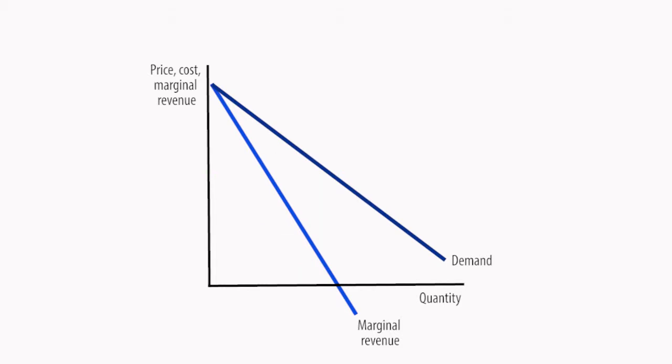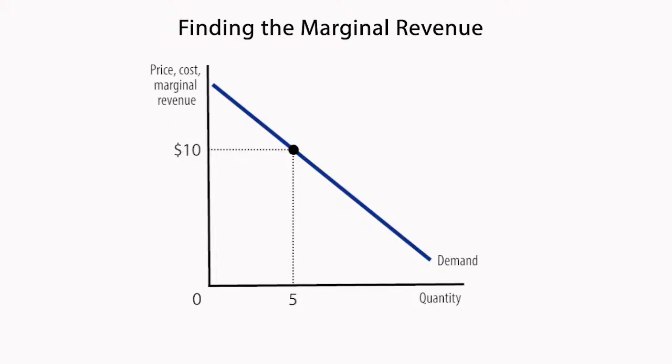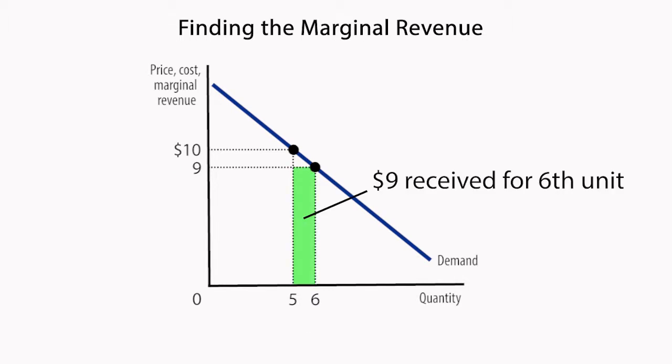The marginal revenue curve for the monopolist is also downward-sloping, and it is below the demand curve except for the first unit. That's because in order to sell more units, the monopolist must lower its price on all units. Suppose a monopolist lowers its price from $10 to $9 per unit in order to sell a sixth unit. $9 is received for the sixth unit, but $5 is lost on the other 5 units that could have been sold for an additional $1 if only 5 units were sold.